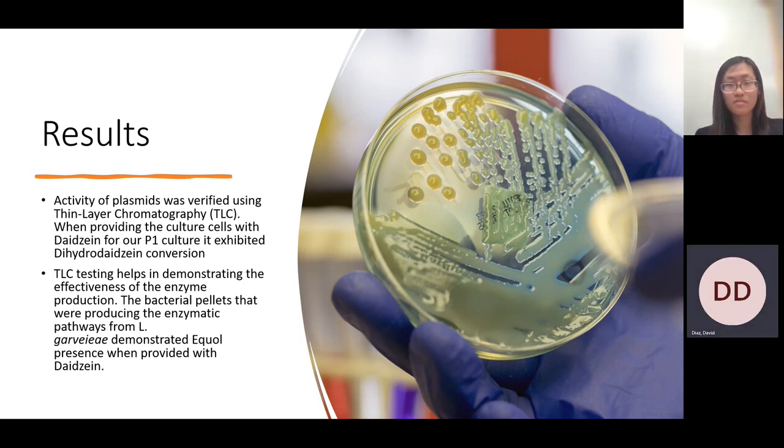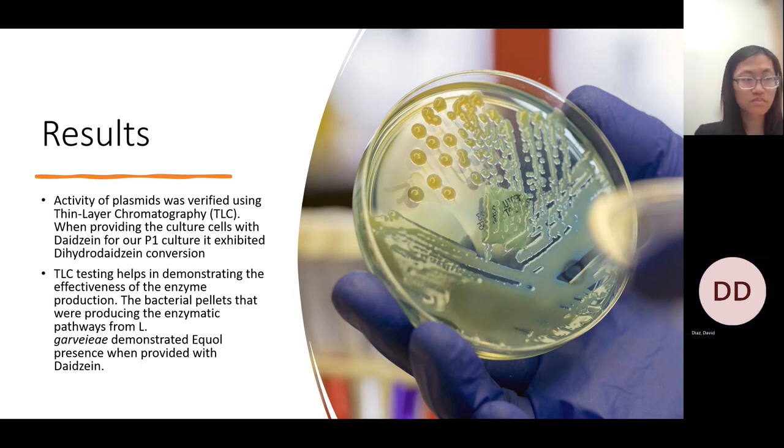And here are our results from the project. Activity of plasmids was verified using thin layer chromatography, or TLC. When providing the culture cells with lysine for our P1 culture, it exhibited the conversion. TLC testing helps in demonstrating the effectiveness of our enzyme production, and the bacterial pellets that were producing the enzymatic pathways for equol demonstrated equal presence when provided with lysine.